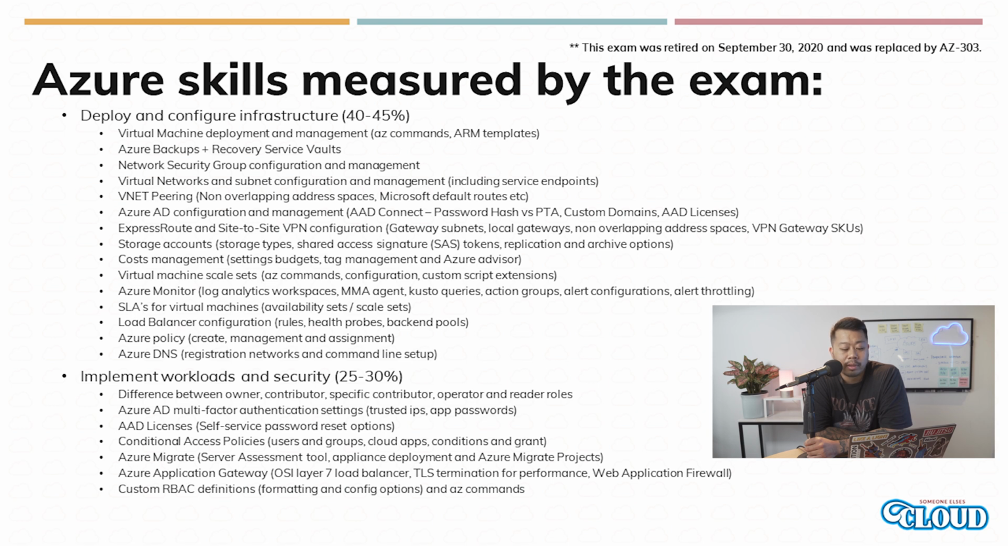And alert throttling, which is an interesting one. So know the limits of how many SMSs can be sent, how many emails can be sent in an hour and things like that. Know the SLAs for virtual machines using availability sets and scale sets. You may get asked to meet a certain SLA. Load balancer configuration as well. So you might get questions around backend configuration, so rules, health probes, backend pools.